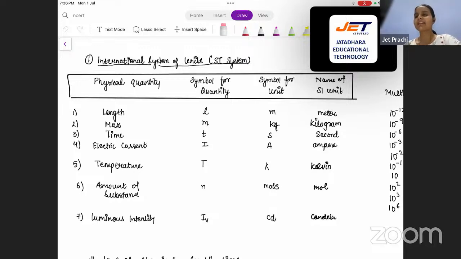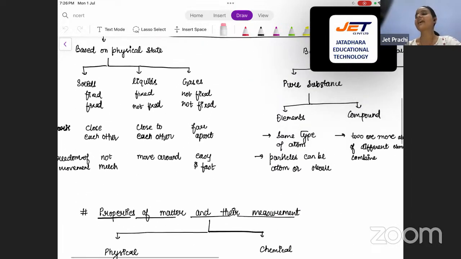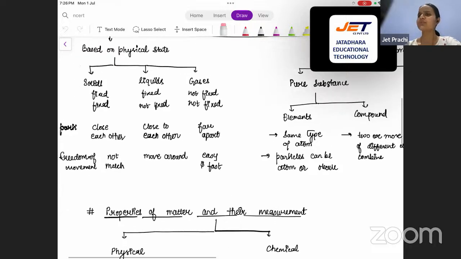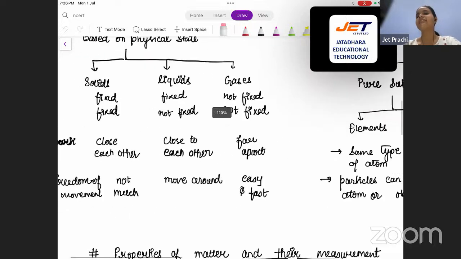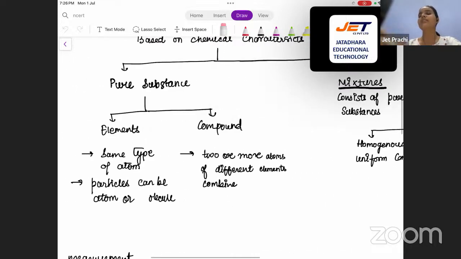So what have we learned in the previous session? We have learned about what matter is and how we classify matter. As you can see, we did the classification as solid, liquid and gases, and also we classified them as pure substances and mixtures. I'm constantly looking at the chat box. Okay, Rakshita is there. I'll be doing the recall also and I'll be seeing your presence here. So you have to type your name for sure.